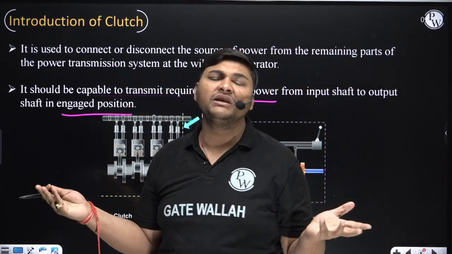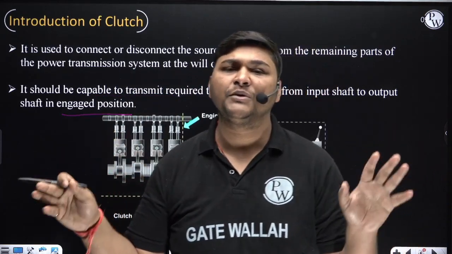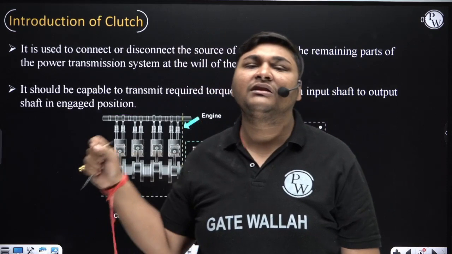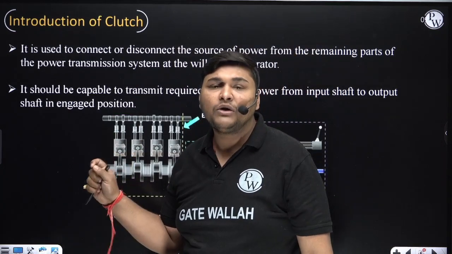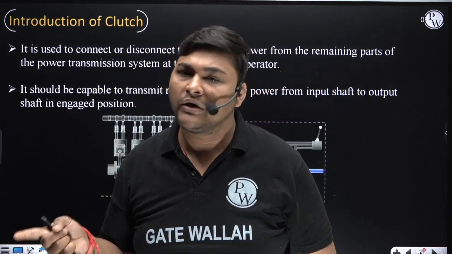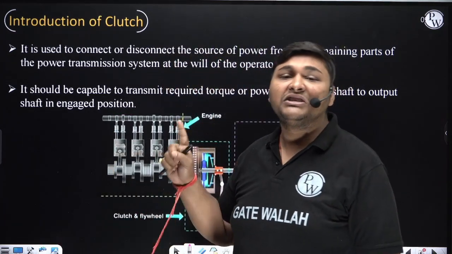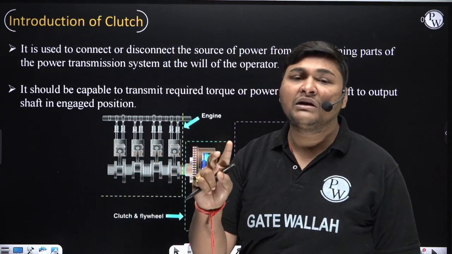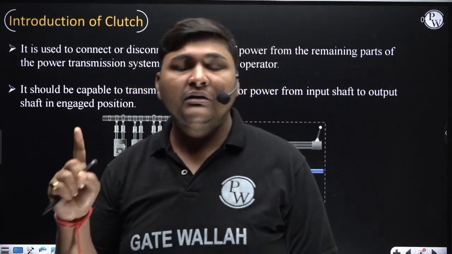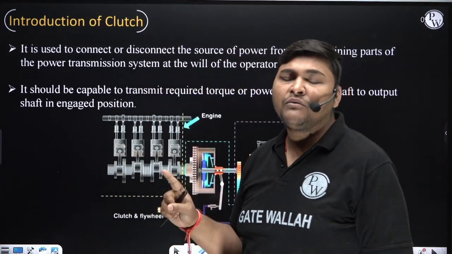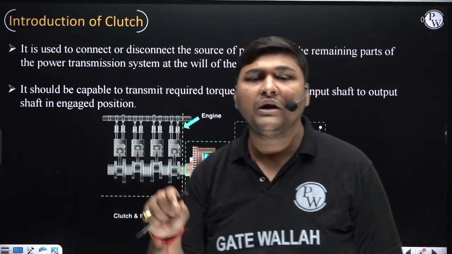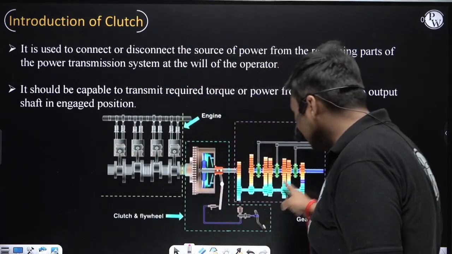Because when it is disengaged, no power or torque will transmit from input to output. But when this is engaged, this clutch should be capable of transmitting the required torque from input to output. So when we study the design of clutch, we will keep two points in our mind. First, the design should be such that whenever we want to disengage input and output, we should be able to disengage them, by pressing this clutch pedal.